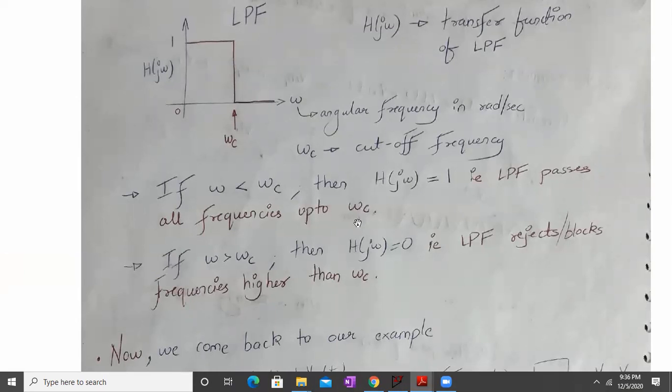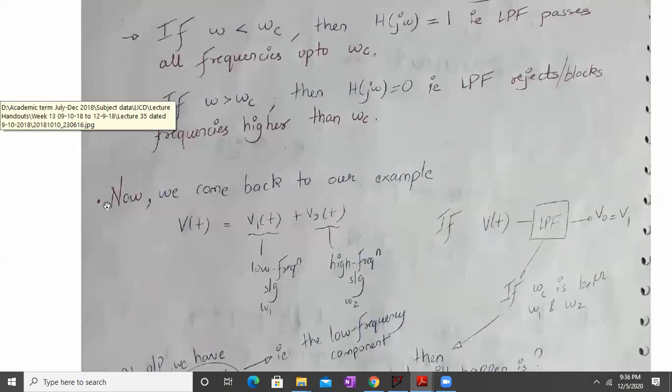That means the low pass filter passes all the frequencies up to omega c, and when omega is greater than omega c, then H of j omega, that is the gain, is 0. That means it will reject all the frequencies. So the low pass filter rejects or blocks the frequencies higher than omega c. That's what will happen.